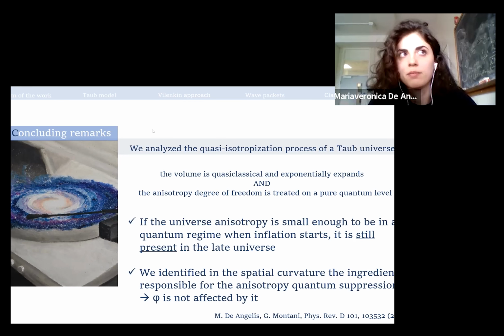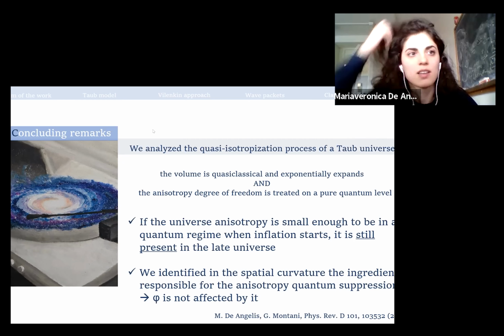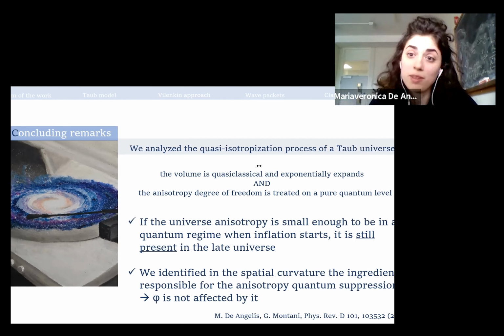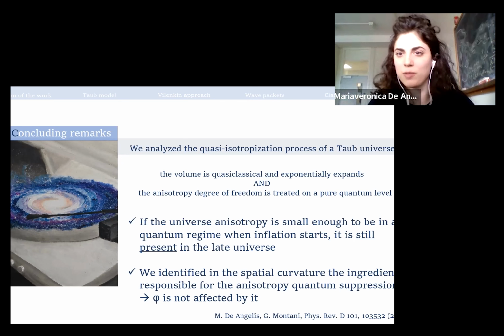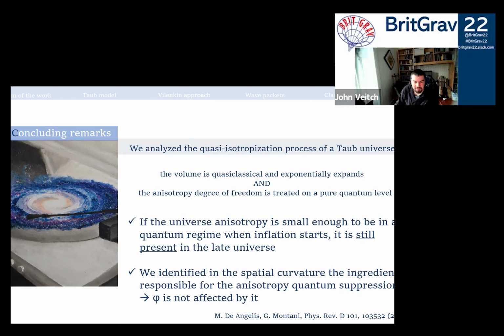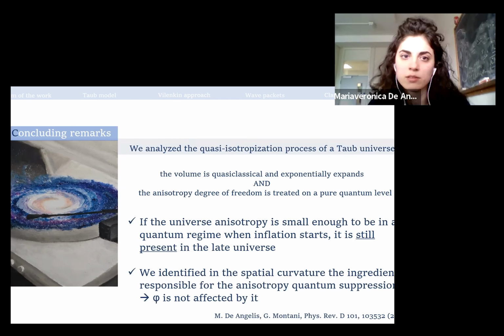But that's maybe the most important thing we can think of as observables, at least. And do you expect that the results you obtain to carry over to other types of field as well? Yes.